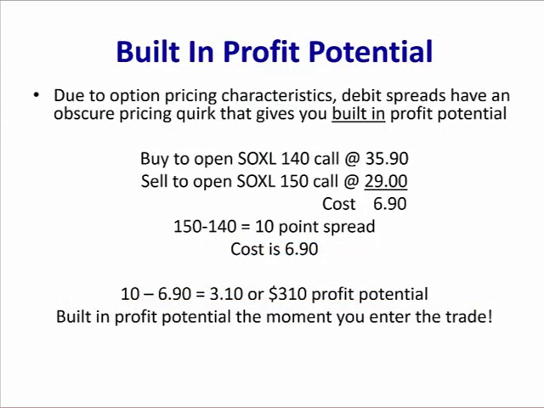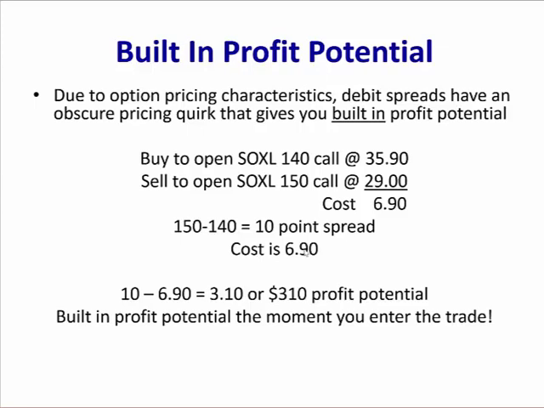So due to option pricing characteristics, debit spreads have a pricing quirk that gives you built-in profit potential. So we saw where the cost of the spread is 6.90. This is a 10-point spread. The 140, 150 is a 10-point spread.